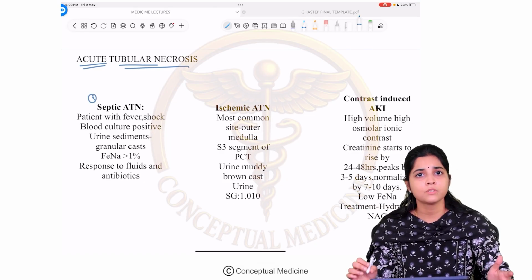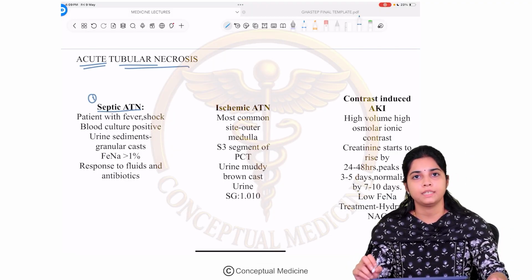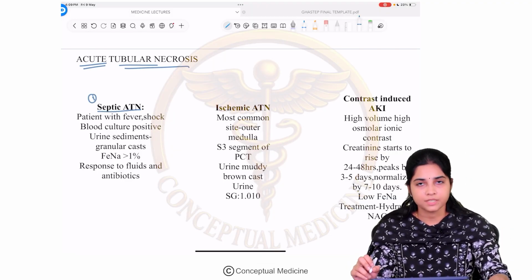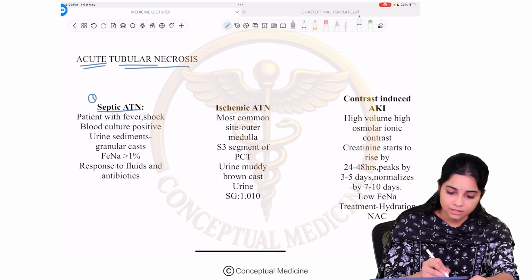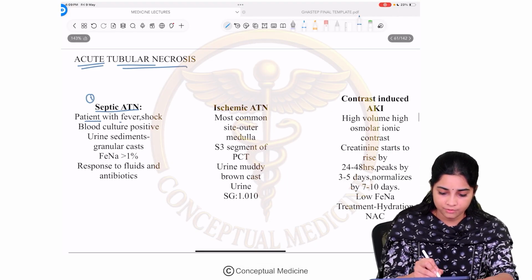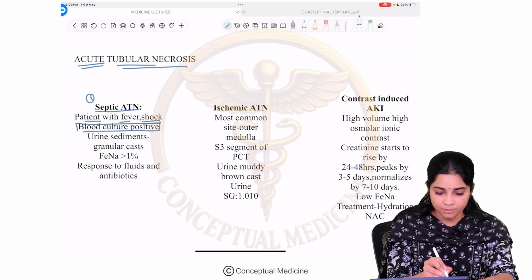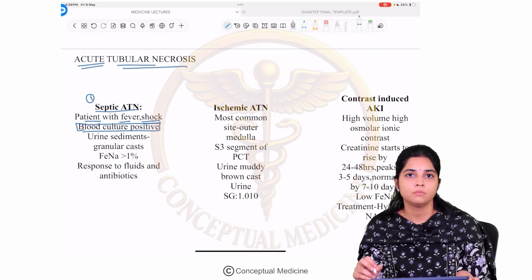The first and the most common cause is your septic ATN, right? In your septic ATN. So, in a patient of sepsis, how will the patient present to you? So, in a patient with AKI, if you are considering sepsis, what all will you think of? Patient with fever, patient with shock, and what is the investigation that will be positive, right? It will be a blood culture. So, a blood culture will be positive.